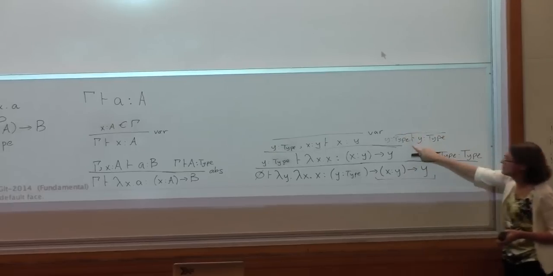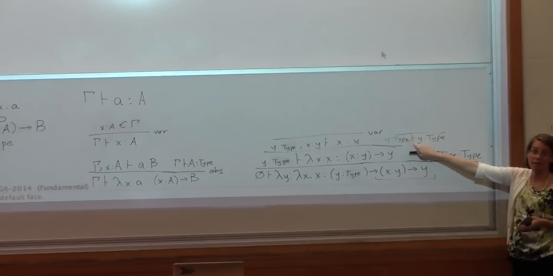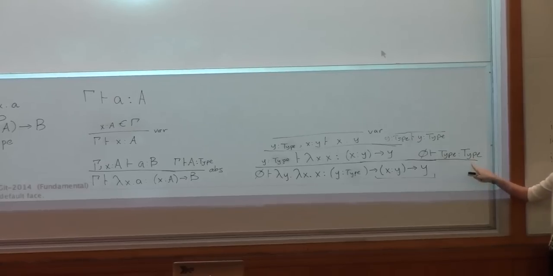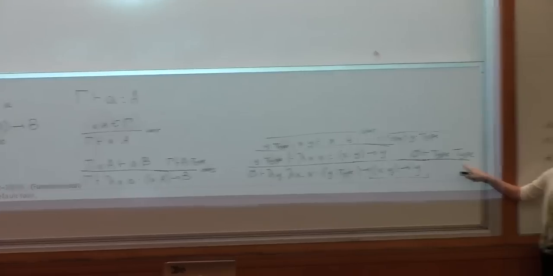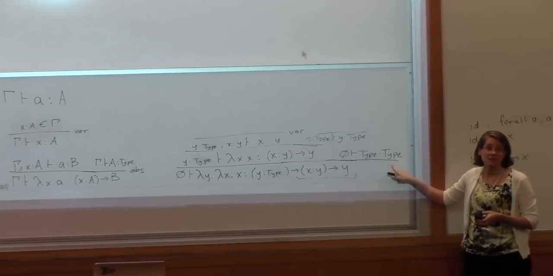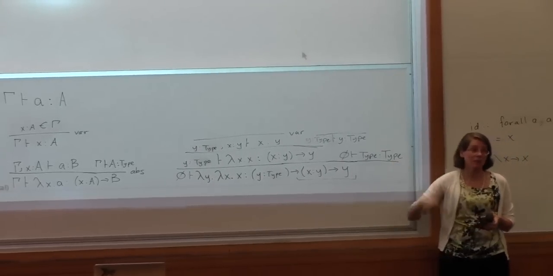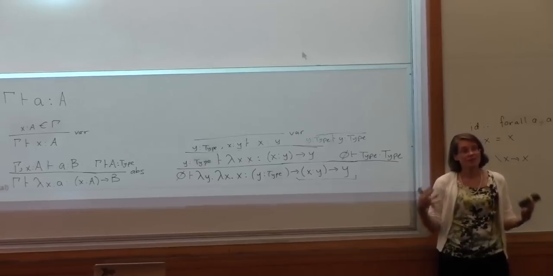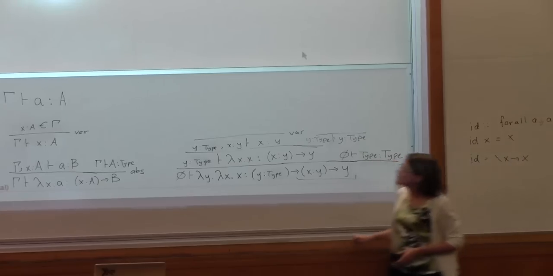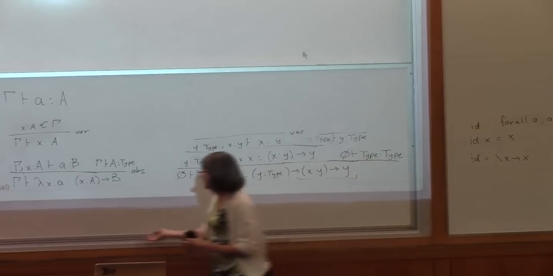Right? So this one, we can just use the var rule again. That will work. What about this one? How are we going to show that type is a type? We don't have a way of doing that yet. So what we need is another typing rule. Right? We need to say type is a type. And so that's what we're going to add next.